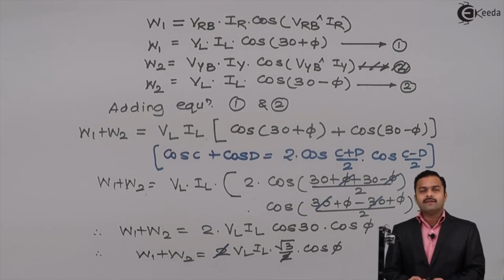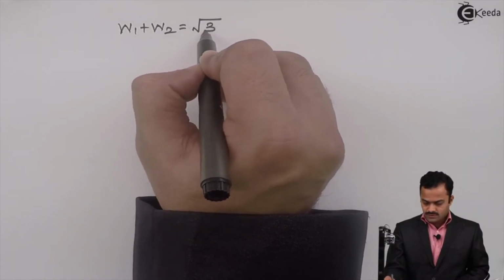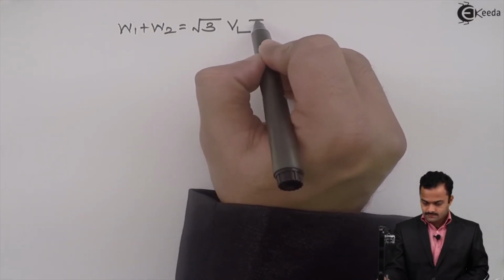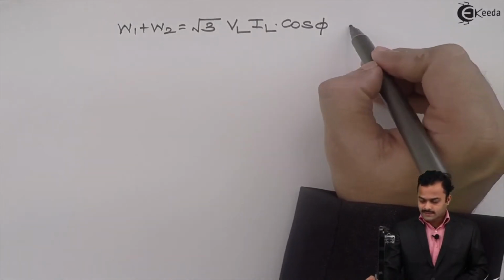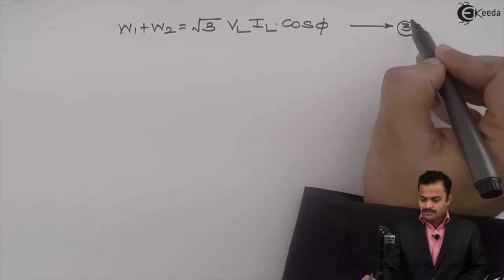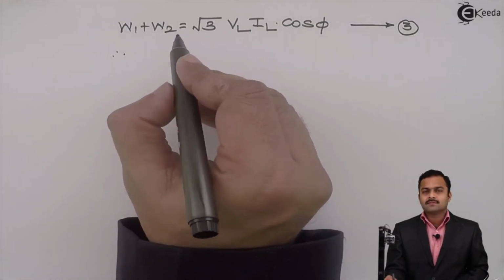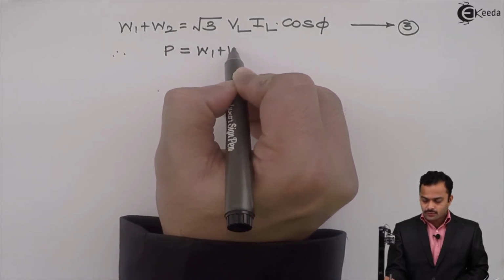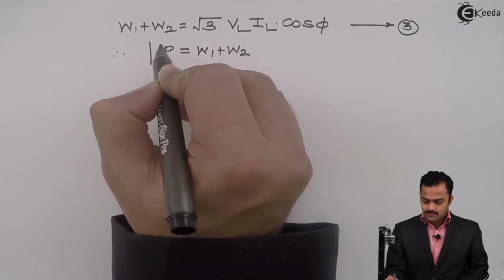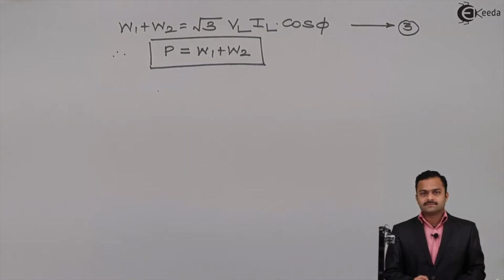So finally I will get W1 plus W2 as root 3 VL IL cos 5. I will consider this as equation number 3. But if you see properly, the formula for 3-phase power, this W1 plus W2 is nothing but P, power consumed. So addition of 2 wattmeters' readings will give you power consumed in a 3-phase circuit.